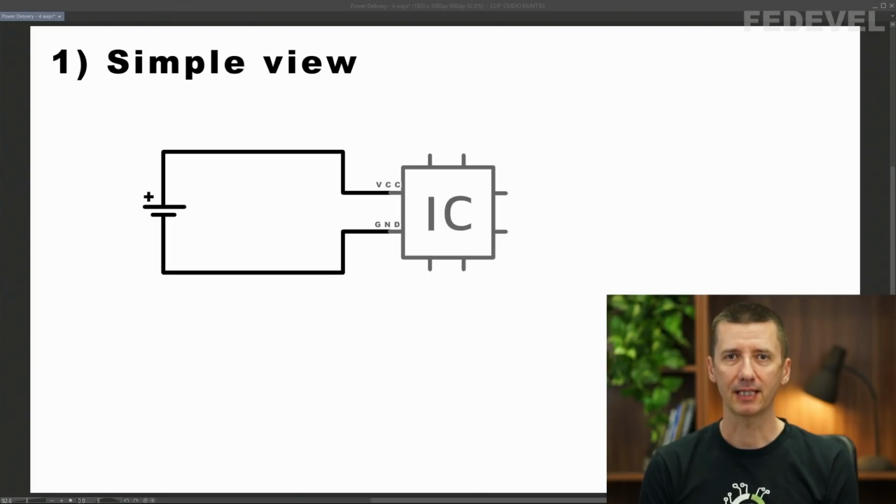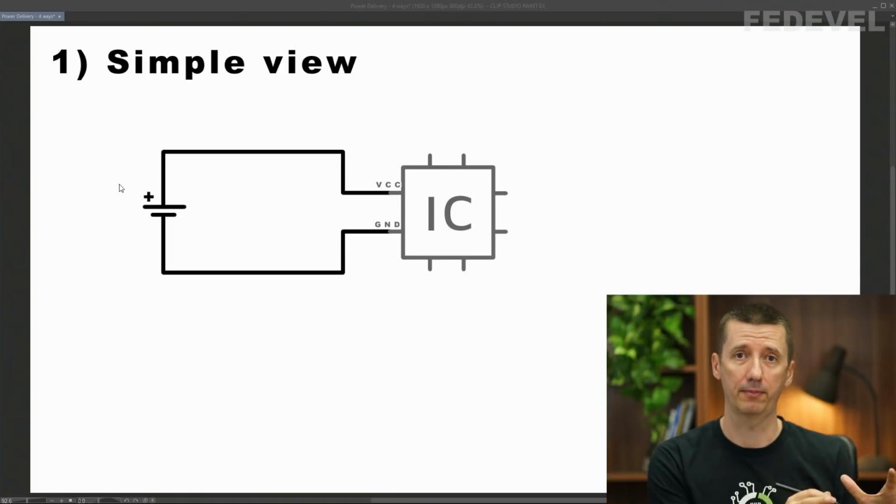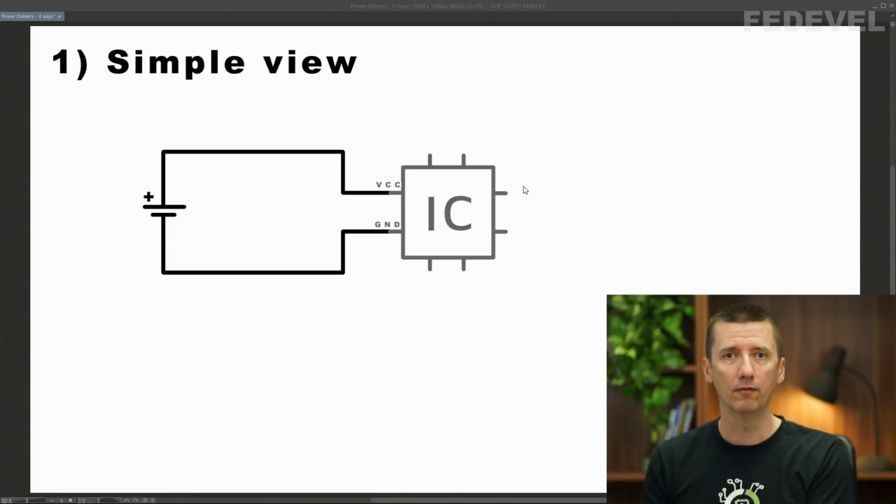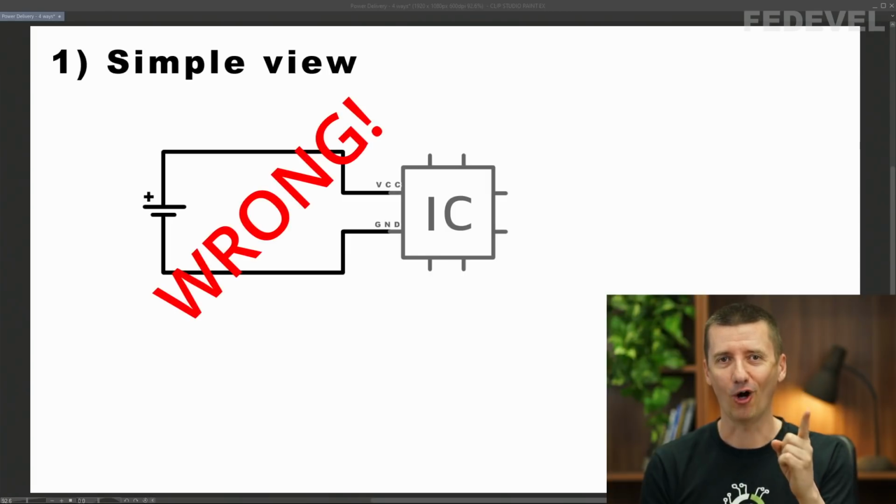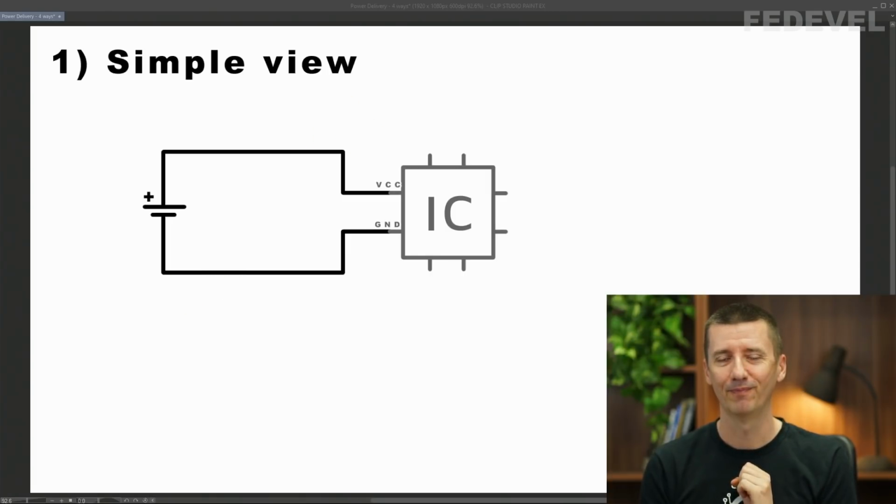Many people see power delivery like this. A simple connection from power, for example, a battery or power supply, to a device, for example, a chip or processor or anything else that needs some power. And this is wrong. Why? Because it's not so simple.